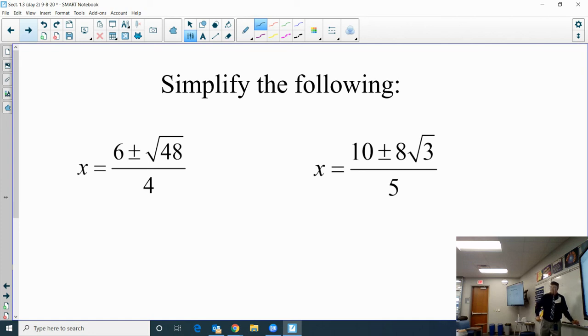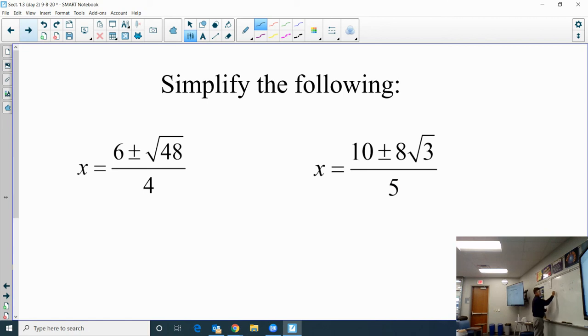All right, Gavin, you know it? Yep. What you got? 4 square root of 3. Did you do a factor tree or did you just figure it out? Figured it out. Okay, it is 16 times 3. The square root of 16 is 4. Got to be the same.